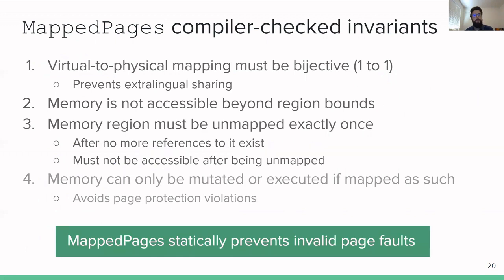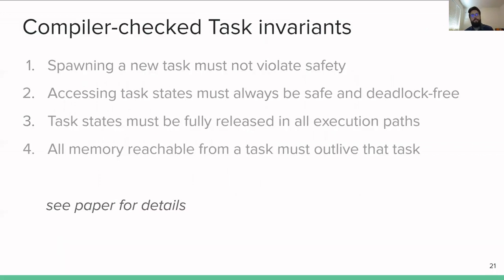In summary, MappedPages allows the compiler to check these invariants and more for all arbitrary memory regions, as discussed in our paper. Altogether, the MappedPages type statically guarantees that unexpected, invalid page faults cannot occur. Likewise, there are a host of other invariants related to intralingual task management that enable the compiler to ensure safety and prevent resource leakage and other incorrect behavior in the presence of multitasking. See our paper for more details there.